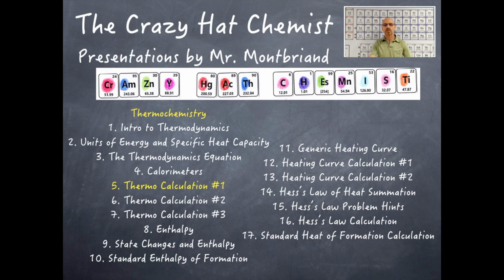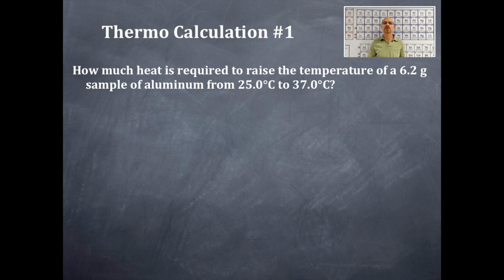So, another video in thermochemistry. Bam! Today we're doing thermochemistry calculation number 1. Let me read you the question. It says, how much heat is required to raise the temperature of a 6.2 gram sample of aluminum from 25.0 to 35.0 degrees Celsius? A relatively simple problem.